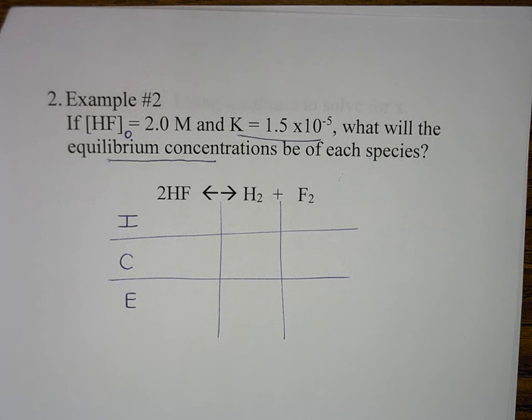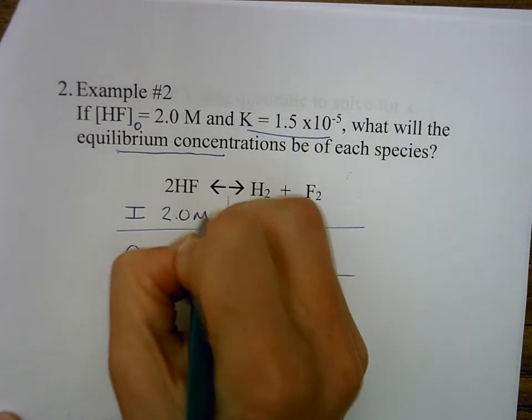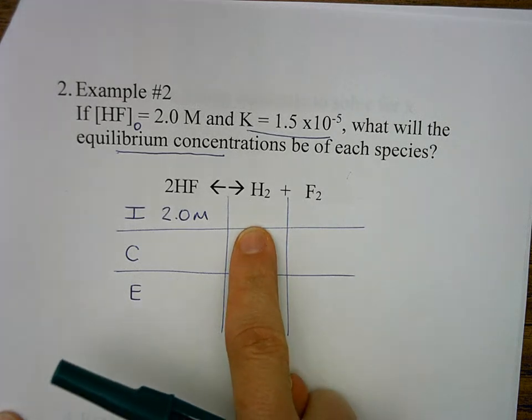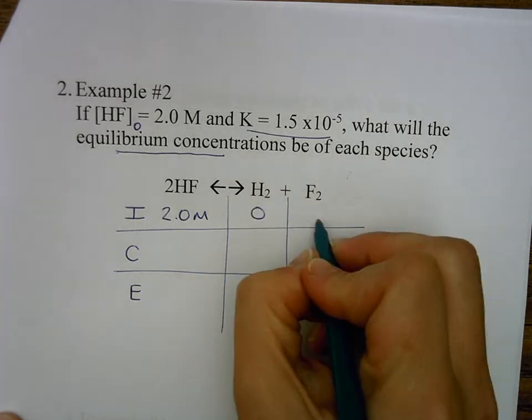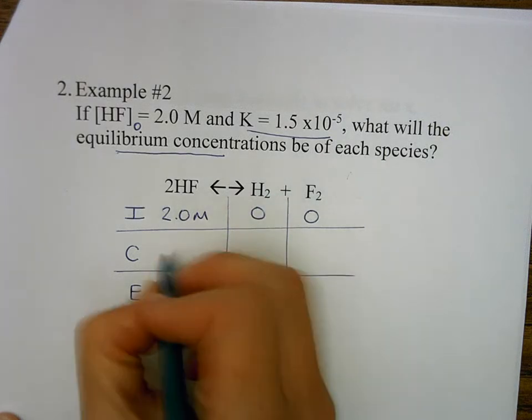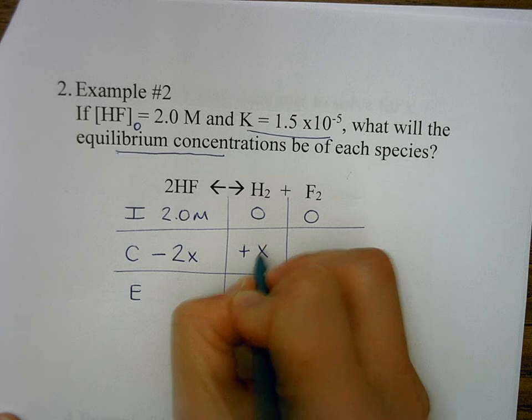Have your ICE table filled in? First row, the initial concentrations. What should I have as my initial concentration of HF right here? 2.0. They give that to me just in molarity, so that's easy. I just have to plug it in. My initial concentration of H2 is 0. F2? 0. In my change column, minus what? 2x over here, plus x and plus x.